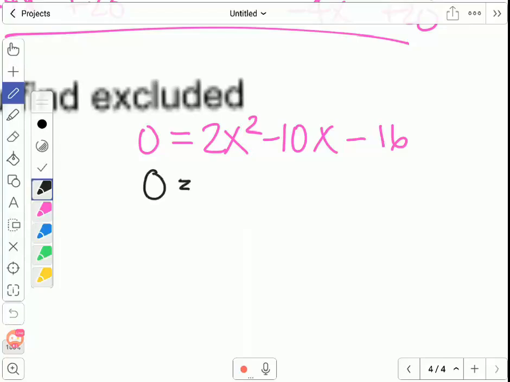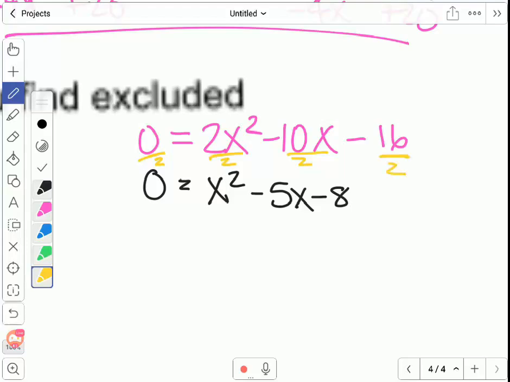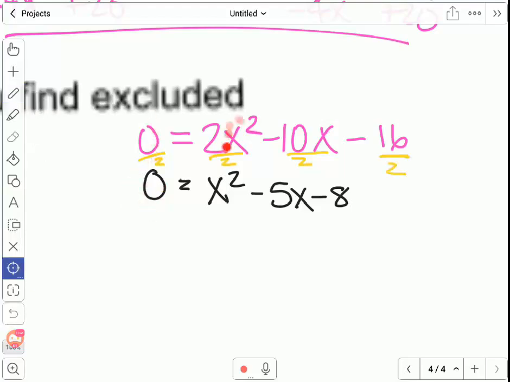So really this becomes 0 equals x squared minus 5x minus 8. And then you're like, wait, where'd your 2 go? Okay, so all I did was I divided everything by 2. Remember, we can do whatever we want as long as we do it to both sides. So that means I can divide this left side by 2 as long as I divide everything on the right side by 2. And 0 divided by 2 is still 0. So that just gives me x squared minus 5x minus 8.